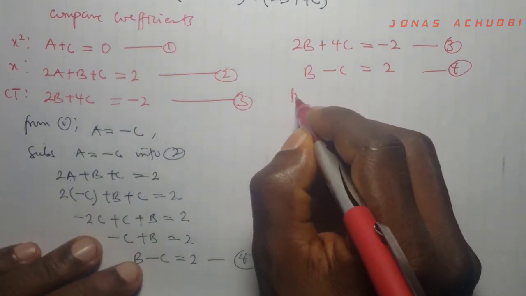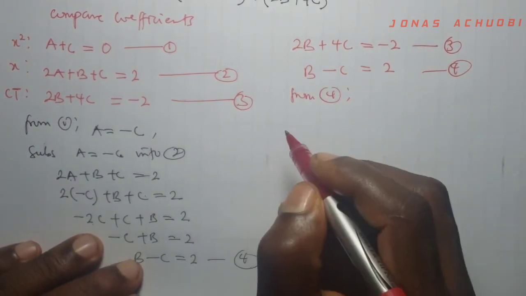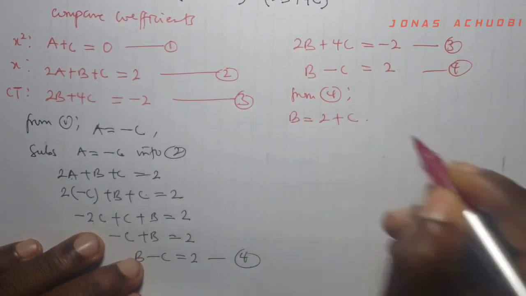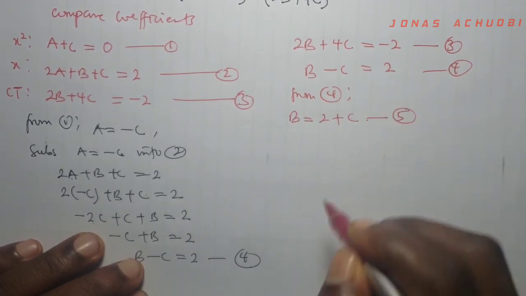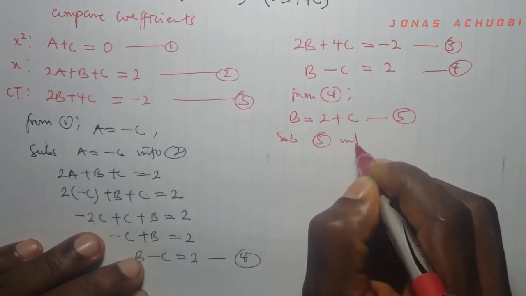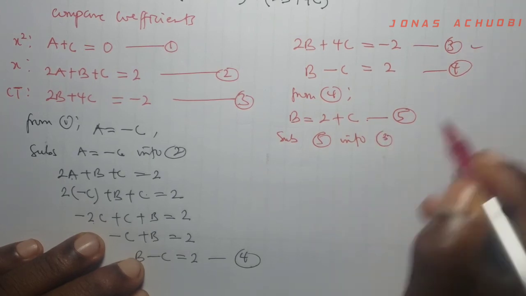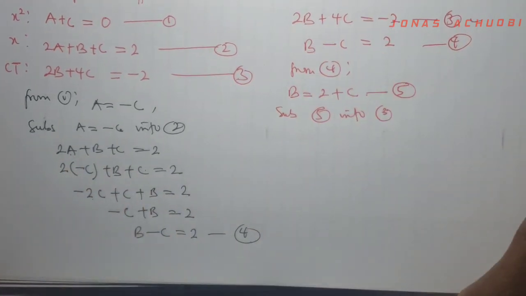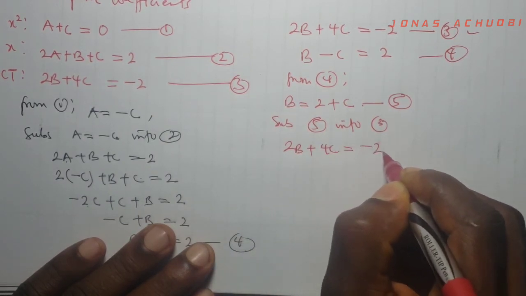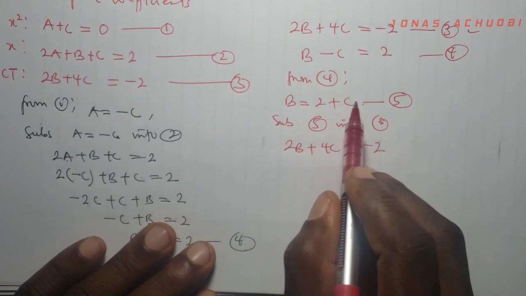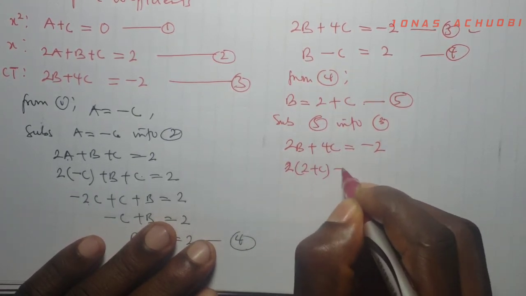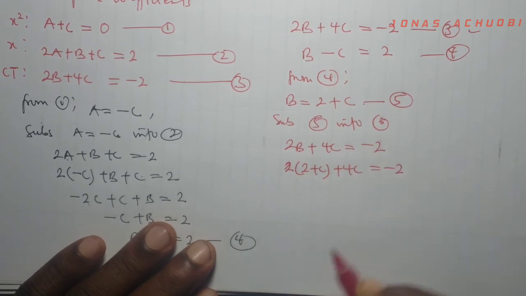So from 4, I have that b is equal to 2 plus c. I call this equation 5. So I substitute equation 5 into 3. What is 3? 3 is 2b plus 4c equal to minus 2. So wherever I see b, I'll put 2 plus c. So I have 2 into 2 plus c plus 4c equal to minus 2.